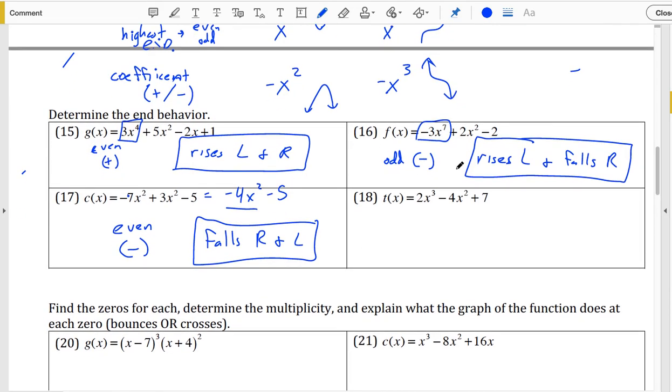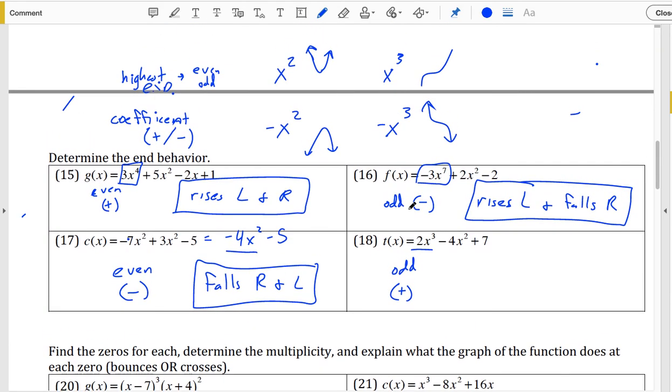Okay, finally we have 18, which we look at of all our terms. This one is the highest degree, and we see that it has an odd degree and a positive leading coefficient. So out of odd and positive, we look at our 4 up here, must match the end behavior of this one, and this one falls to the left and rises to the right. So it falls left and rises right. And there we go.